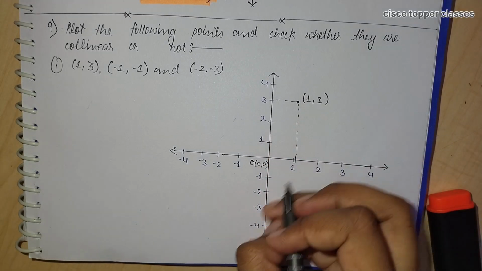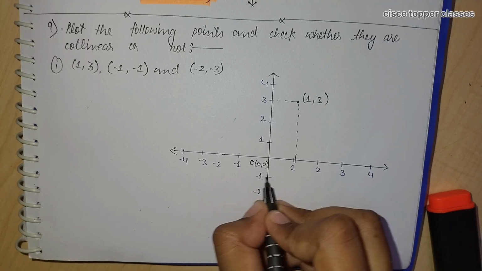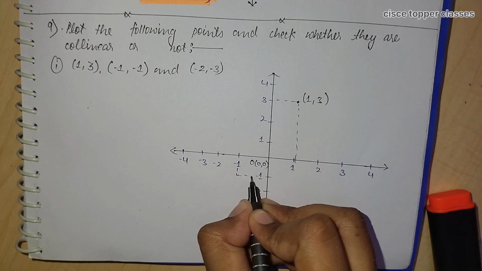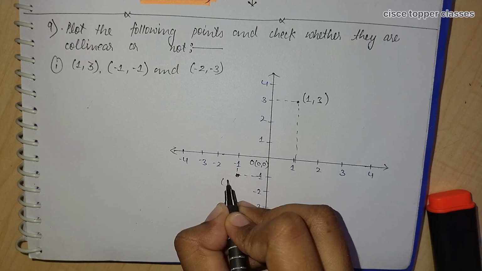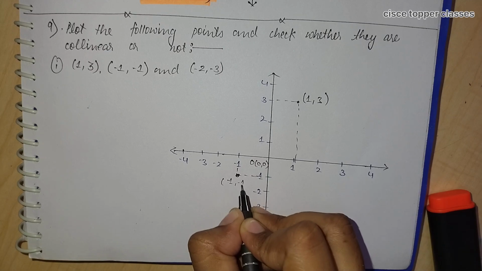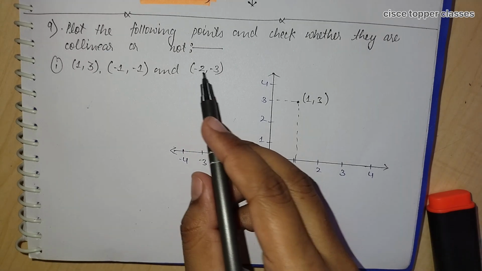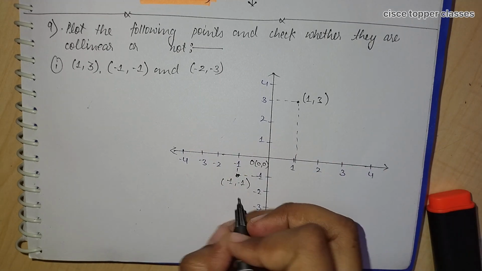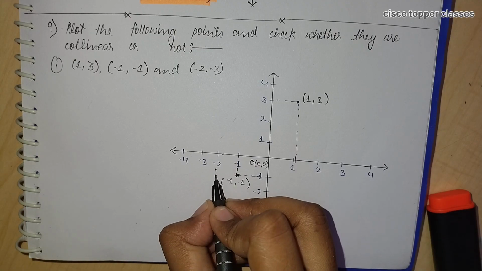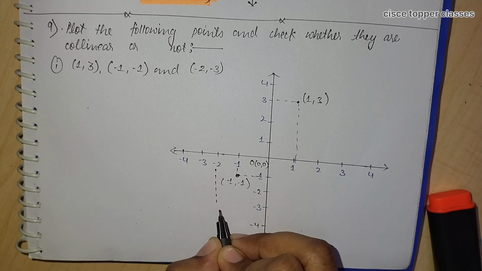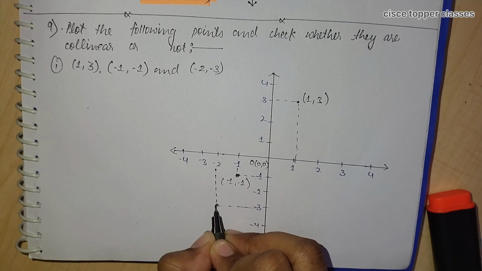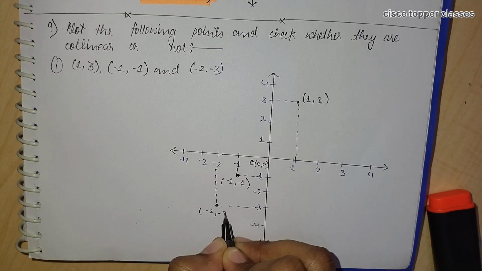And this is (-1, -1). So this is one point, (-1, -1). Now the third point is (-2, -3). So this will be (-2, -3). This is the third point here, (-2, -3).